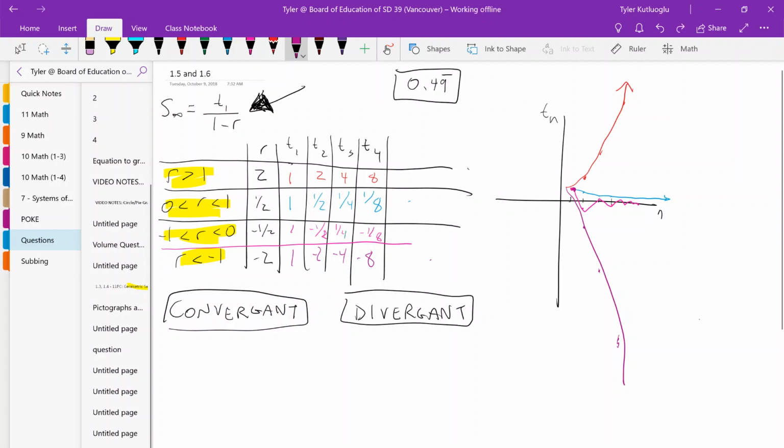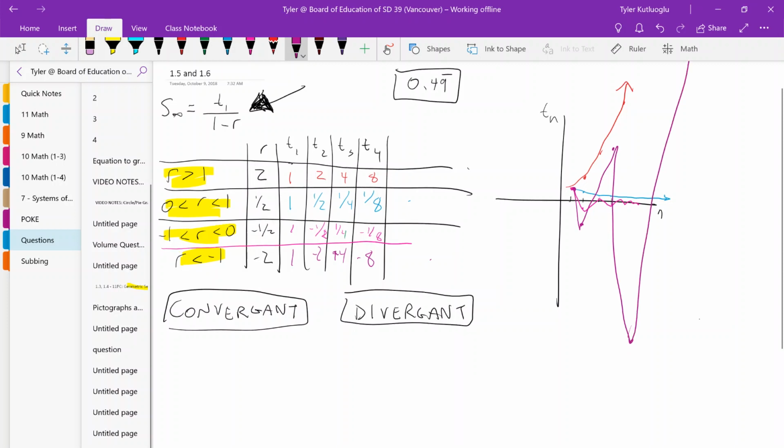Sorry, hold on, I messed that up. This is +4. So it starts at 1, goes down to -2, goes up to +4, and then goes to -8. So it's zigzagging, but the zigs are going to keep getting bigger and bigger.